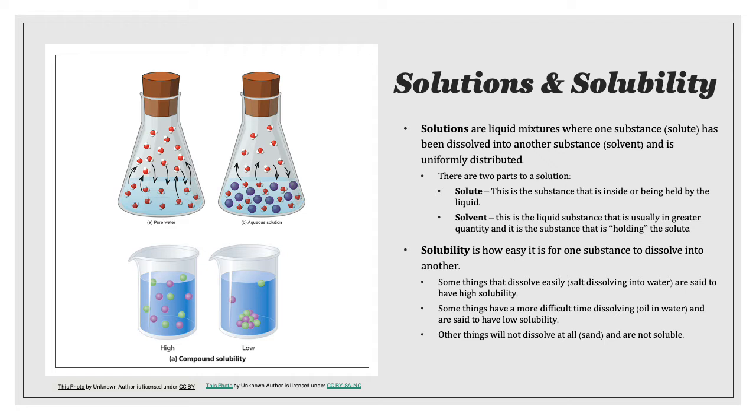All right, solutions and solubility. So a solution is a liquid mixture where we've got one substance, we're going to call that the solute, that has been dissolved into another substance, and we're going to call that the solvent. And the resulting mixture is uniformly distributed. So it's like a homogeneous mixture. It's a homogeneous liquid mixture.